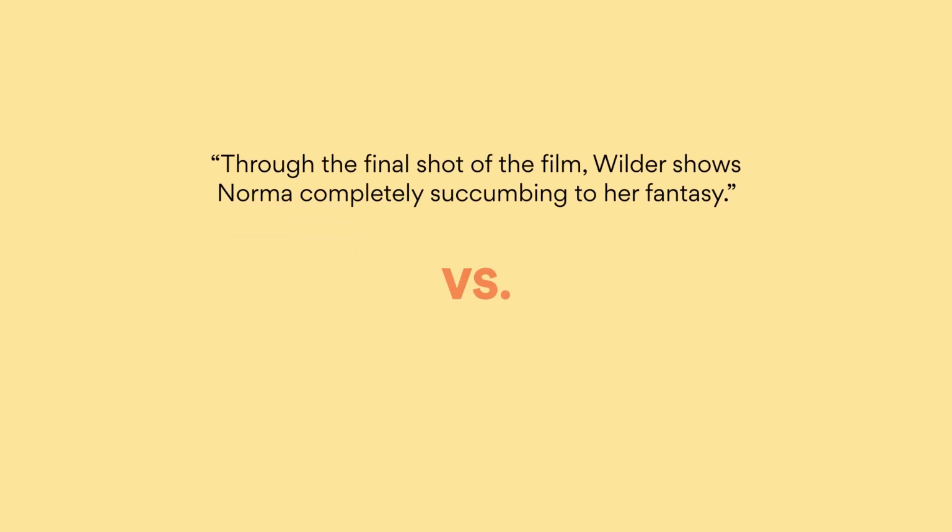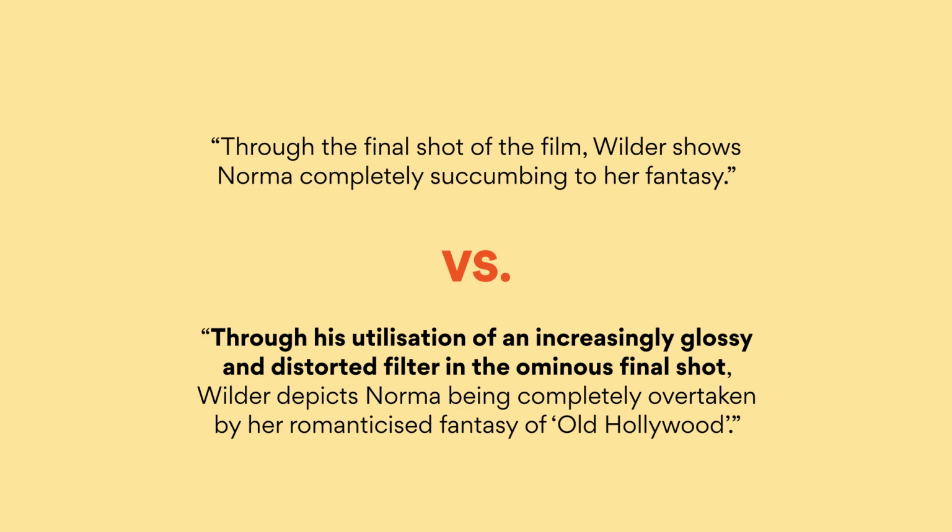Compare the difference between an essay that says, "Through the final shot of the film, Wilder shows Norma completely succumbing to her fantasy," to one that argues, "Through his utilization of an increasingly glossy and distorted filter in the ominous final shot, Wilder depicts Norma being completely overtaken by her romanticized view of old Hollywood." It's quite a bit better, right? Let's get stuck into our analysis of Sunset Boulevard, breaking down some of the key pieces of evidence that you can use in your essays.